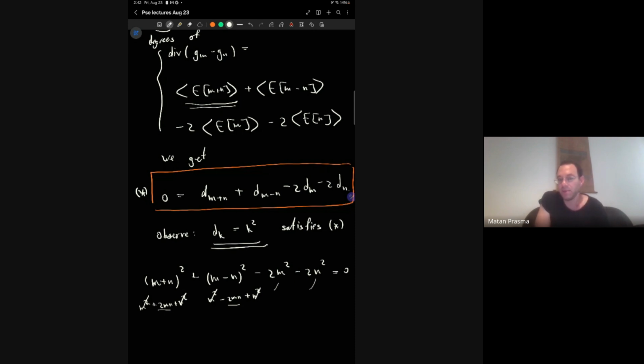And what I claim is that we can show that that's the only solution for the recursive formula. So this is another piece of theory that we're going to use in how to solve recursive relations, namely linear recursive relations. Yes.